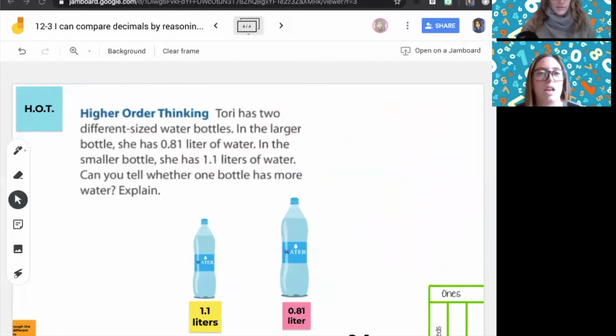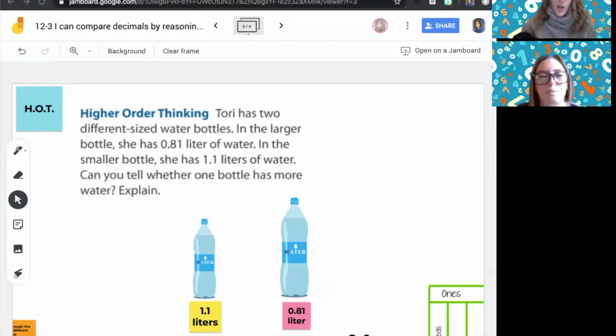Okay, here we have our higher order thinking question. Tori has 2 different sized water bottles. In the larger bottle, she has 81 hundredths liter of water. In the smaller bottle, she has 1 and 1/10 liters of water. Can you tell whether one bottle has more water?